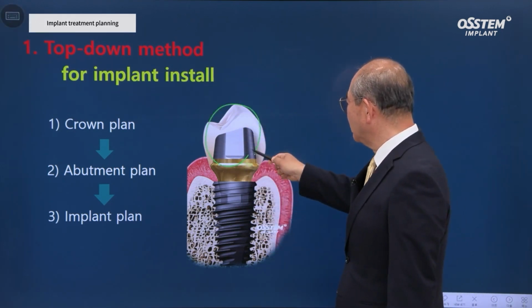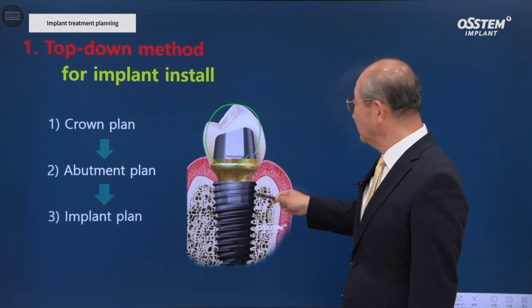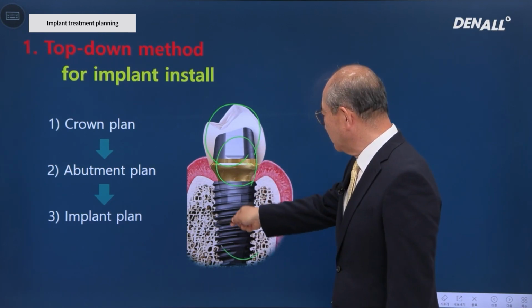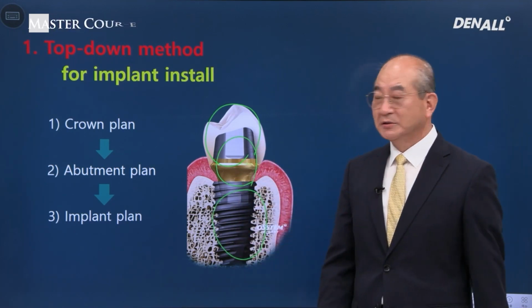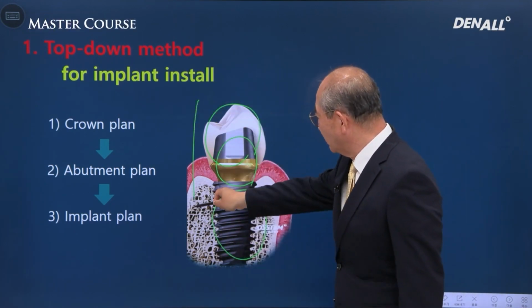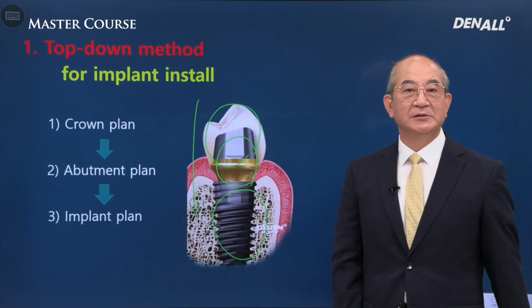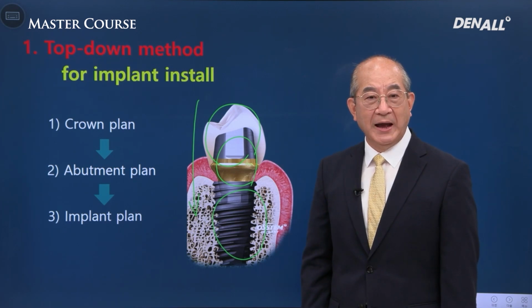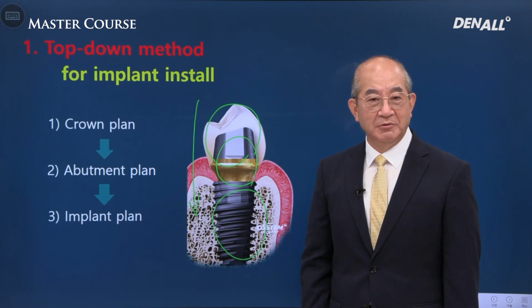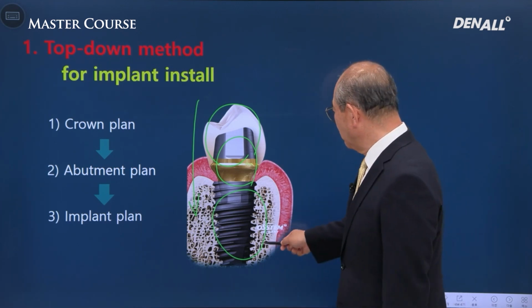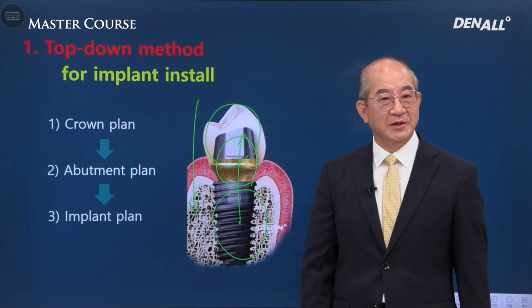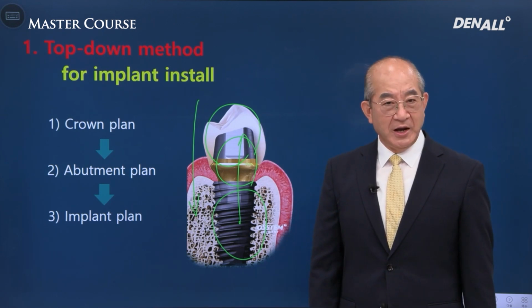First, you determine the crown first. Second, abutment is selected. And third, implant is chosen. This is literally the top-down method. There's also the opposite concept. It is bottom-up concept. The first implant is placed and then prosthesis is determined.